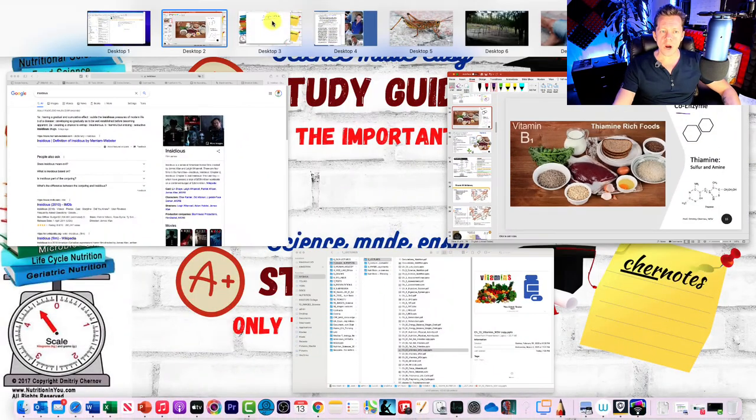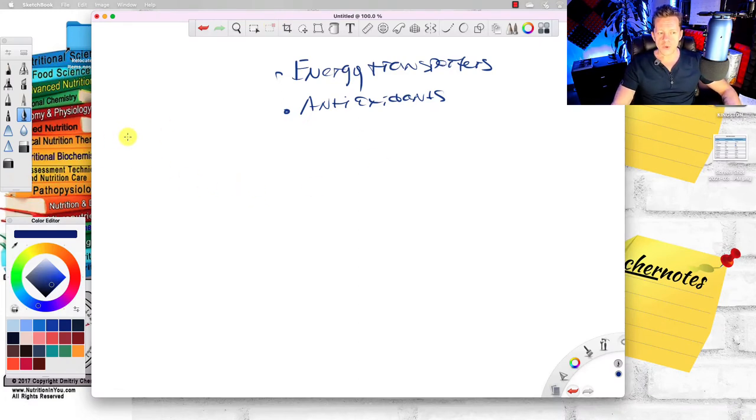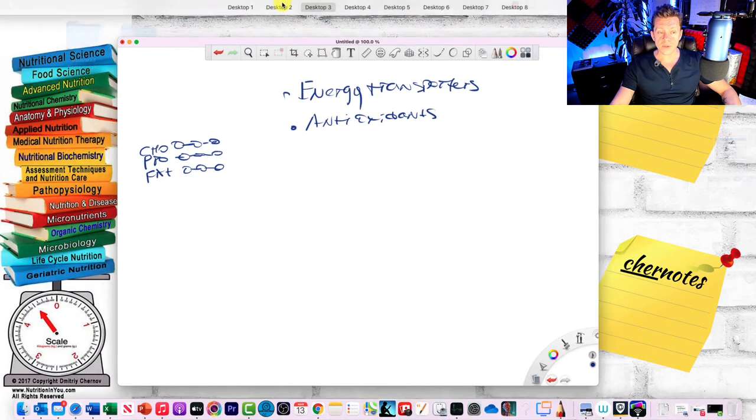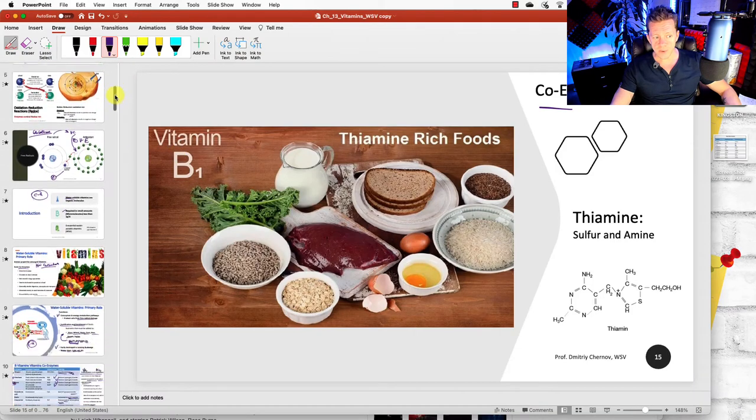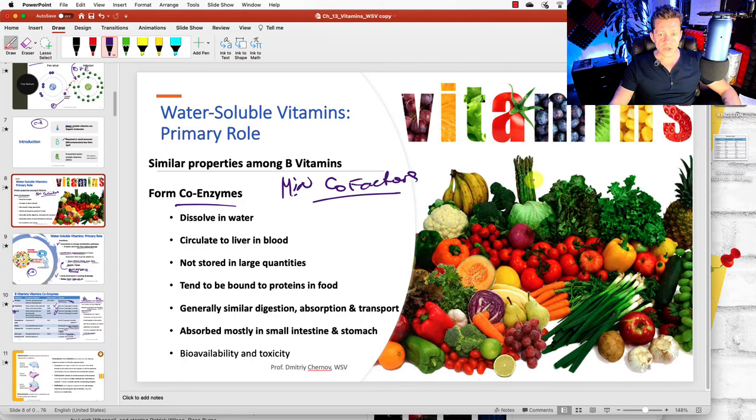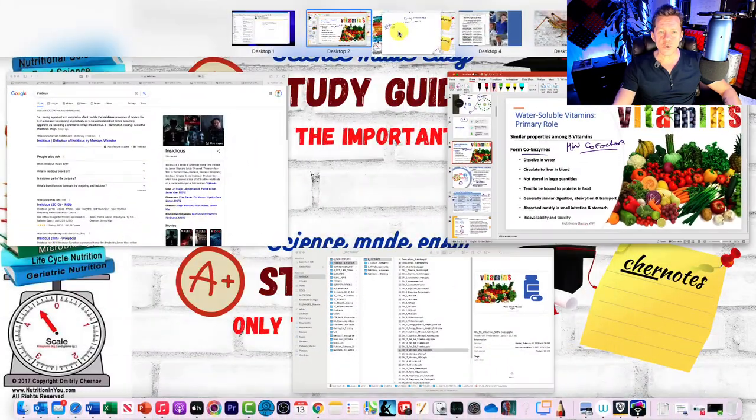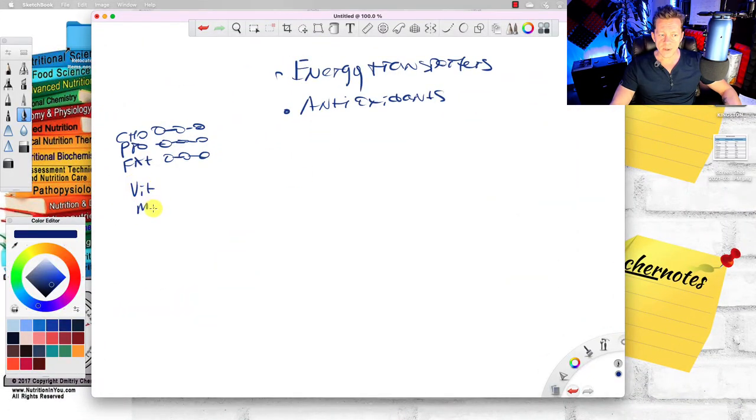So what happens when we are digesting products? We already learned that through digesting of carbohydrates, proteins, and fats, we need to break down these complex structures in order to absorb them. We need to break down polysaccharides into monosaccharides, polypeptides into amino acids, and triglycerides into free fatty acids so we can absorb them. But fruits and vegetables have carbohydrates, proteins, fats. They also have vitamins and minerals. So your body doesn't really need to digest vitamins and minerals.